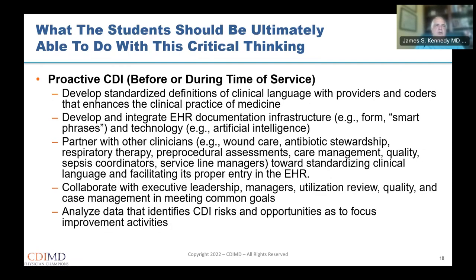What we hope that you will consider is developing a practice called proactive CDI, which involves standardized definitions of clinical language. What do the words mean? This, in my mind, will enhance the clinical practice of medicine. How you can integrate this in the electronic health record, partner with other clinicians, wound care, antibiotic stewardship, in standardizing their language, collaborate with executive leadership, management, and the such towards reaching common goals, and analyzing data that identifies risk and opportunities as the focus of improvement activities.